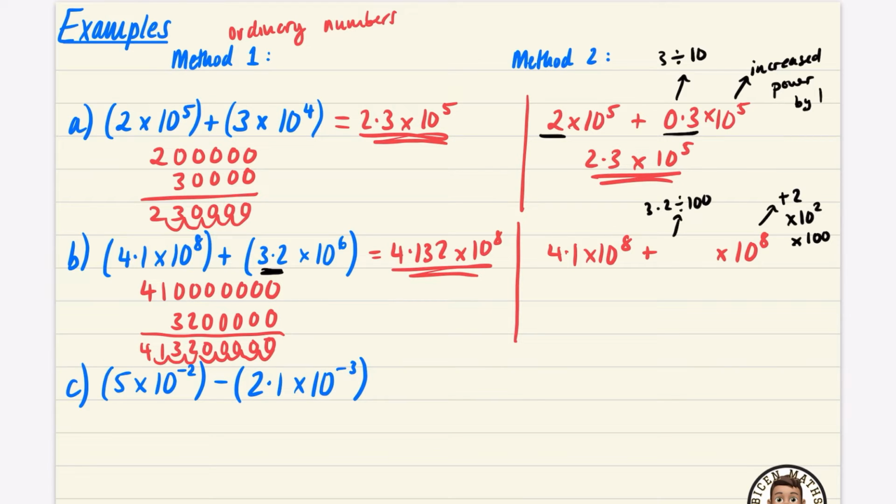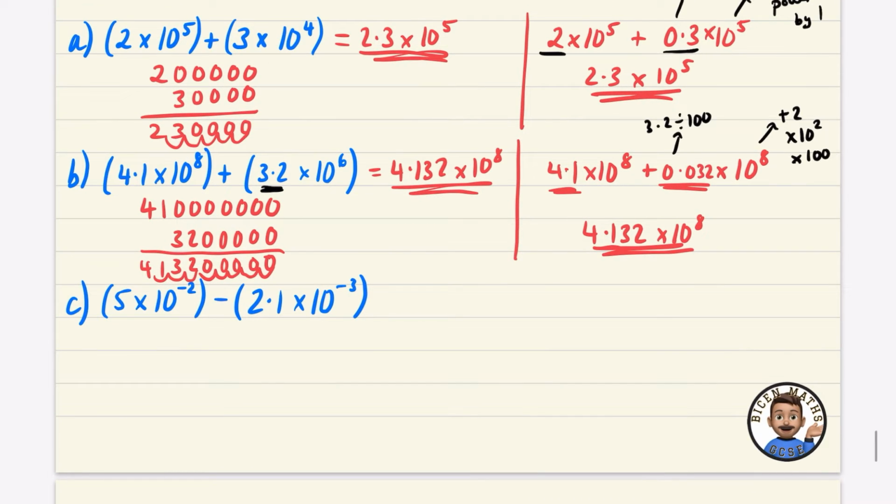And 3.2 divided by 100 is 0.032. So all I need to do now is add together the 4.1 and the 0.032, which gives you 4.132. If you do a quick column method, 4.1 and 0.032, you very quickly see that you get 4.132. So it's 4.132, you keep the power the same, and you get times 10 to the power of 8. I'm just going to get rid of that to keep it a little bit neater.